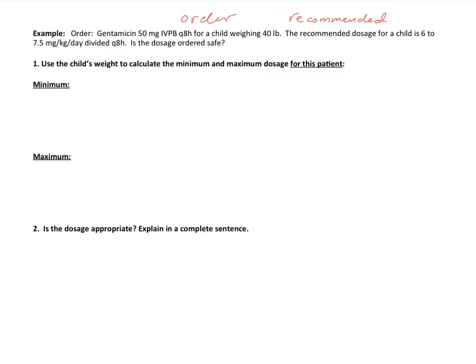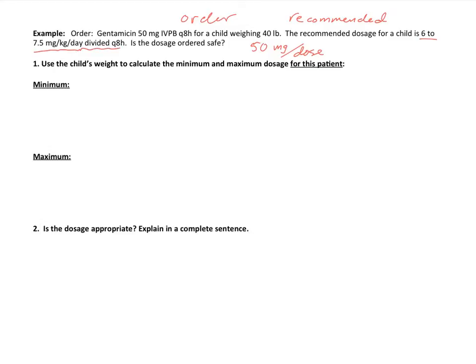So let's look at the order first. In this problem, it is 50 milligrams IV piggyback every 8 hours. So this would be 50 milligrams every dose is what we would be giving. The recommended amount is to give 6 to 7 milligrams per kilogram per day divided every 8 hours.